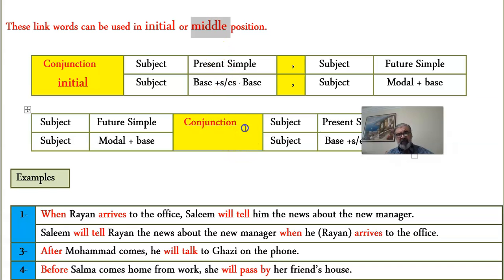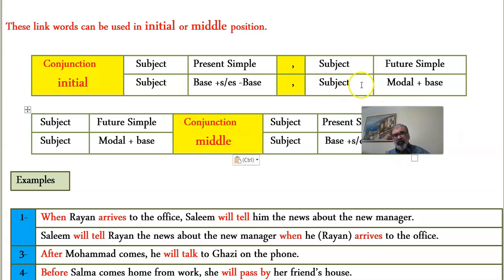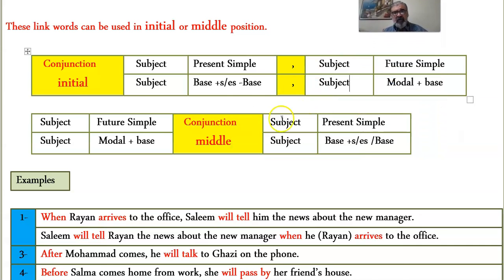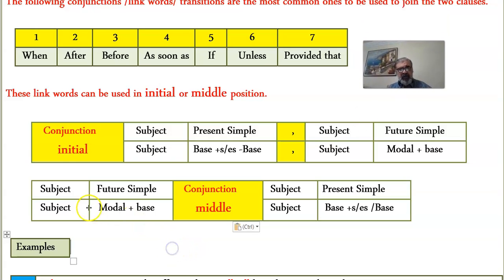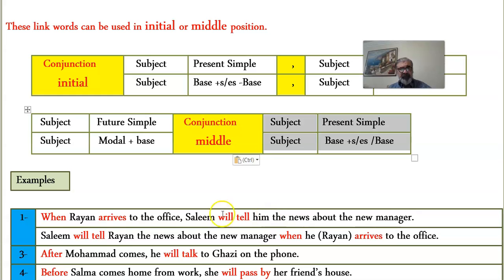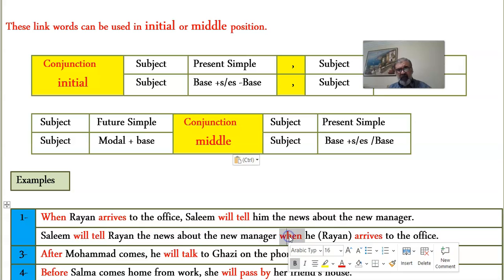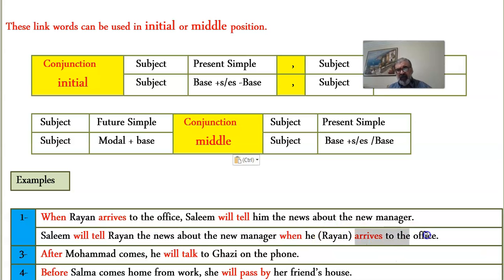so it's a different case. Because if you are using it in a middle position, what should you do? Now you're going to have the future simple first and then the present simple. For example, Salim will tell, that's the future simple, Ryan the news about the new manager when he, referring to Ryan, arrives to the office. So as you can see, using conjunctions in initial or middle position changed the order of the two tenses.